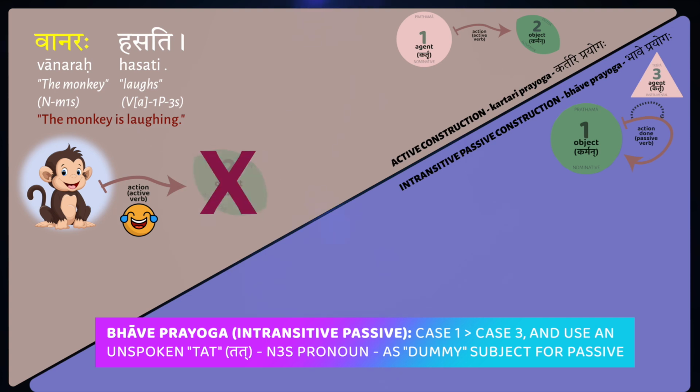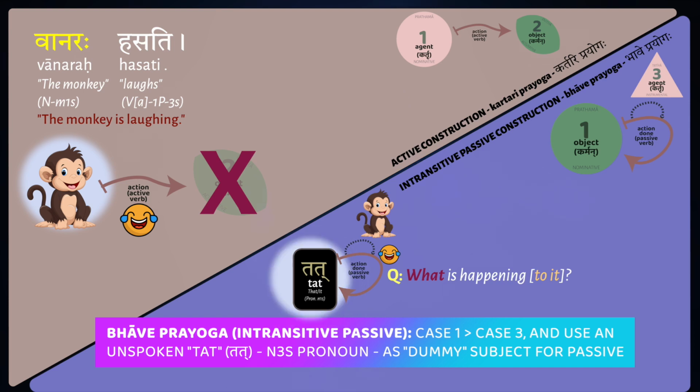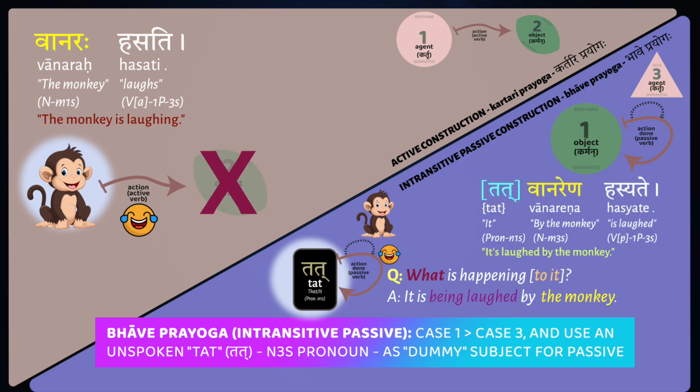Now, what we have to do then, when we're making a passive out of intransitive roots, is to hypothesize a dummy subject, a placeholder pronoun tat, meaning it in the neuter singular third person. That unexpressed tat is now going to be your new subject, and we're asking what is happening. The answer might be it is being laughed by the monkey. In Sanskrit, this is expressed as tat vānarena hasyate. We don't actually say the tat out loud, so we just end up saying vānarena hasyate. It's being laughed by the monkey. And that's it. That's the bhave prayoga, the intransitive passive.